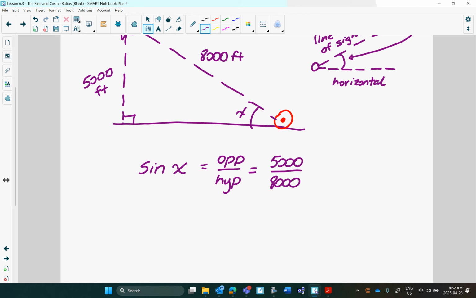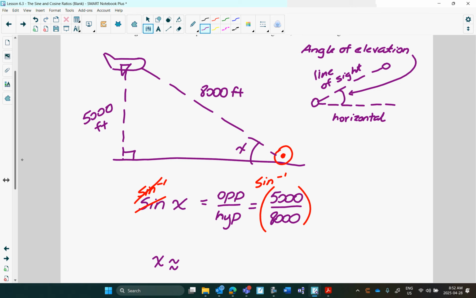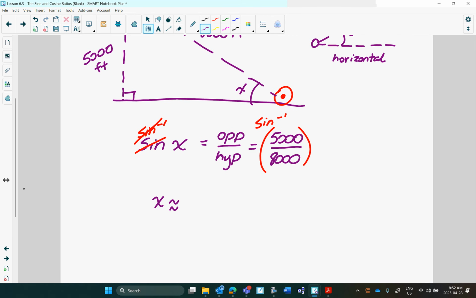And now how do we get x by itself? Sine inverse. Sine inverse takes that out. Whatever you do to one side, you've got to do to the other side. So to find x, I'm going to take the sine inverse of 5,000 over 8,000, and it says nearest degree, so that's nearest whole number, no decimals. 39 degrees. That's it.